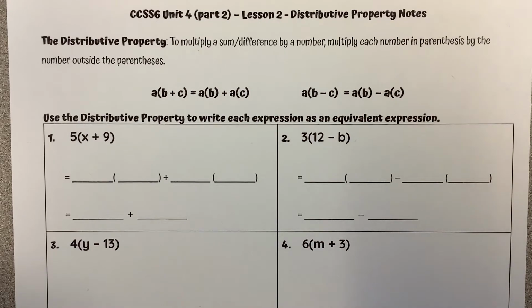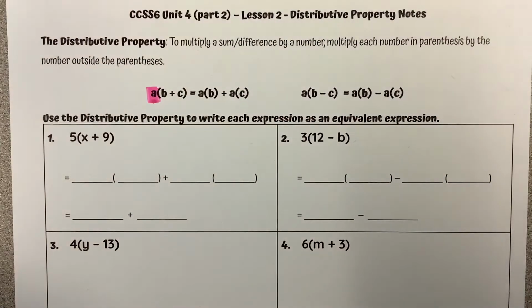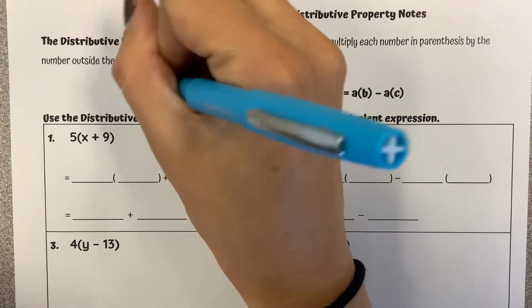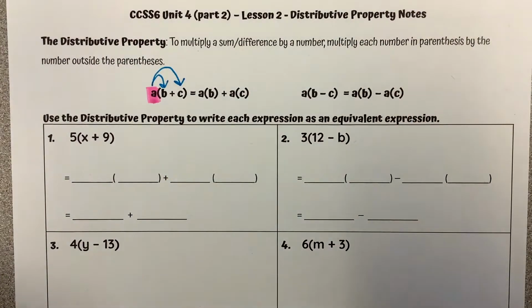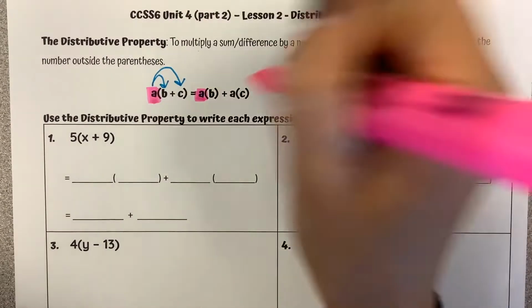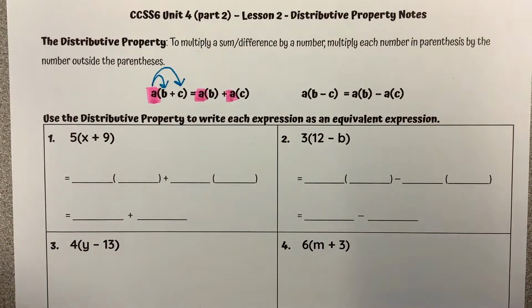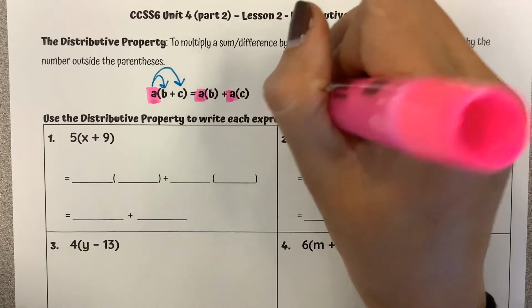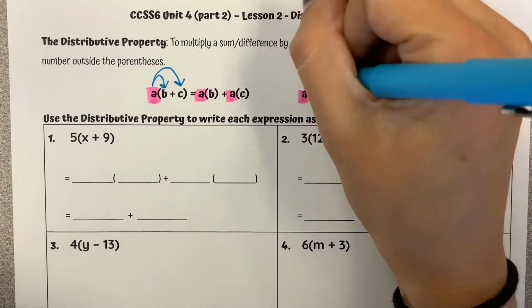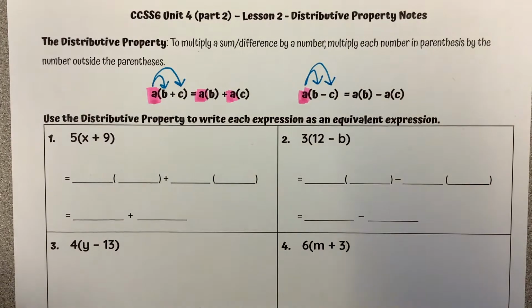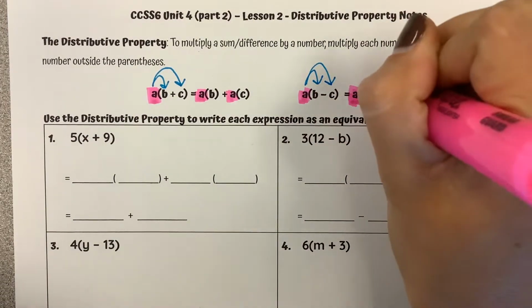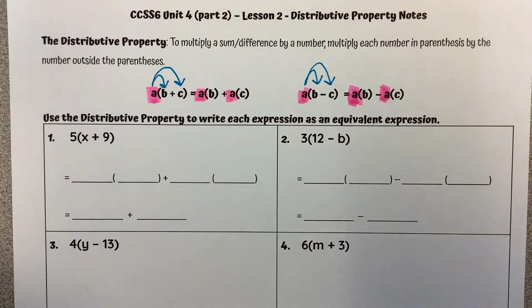The distributive property is to multiply a sum or difference by a number. You multiply each number in the parentheses by the number outside the parentheses. So we have some value where A is, and we are going to distribute that to both terms in the parentheses. So we do A times the first number, A times the second number. Same thing if it's subtraction. We take this A that's on the outside of the parentheses, we distribute it to both terms on the inside. A times B, A times C.